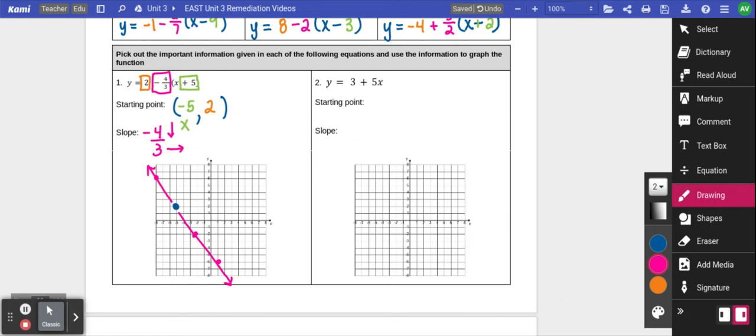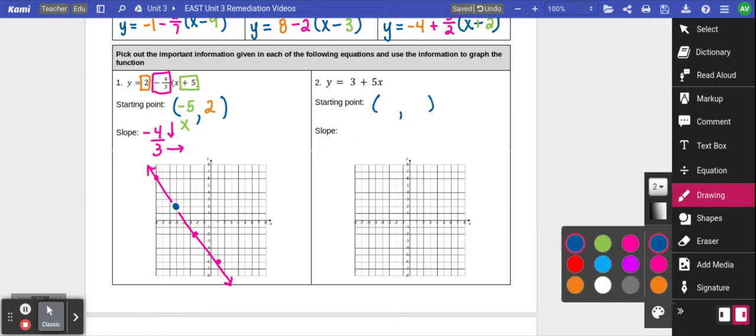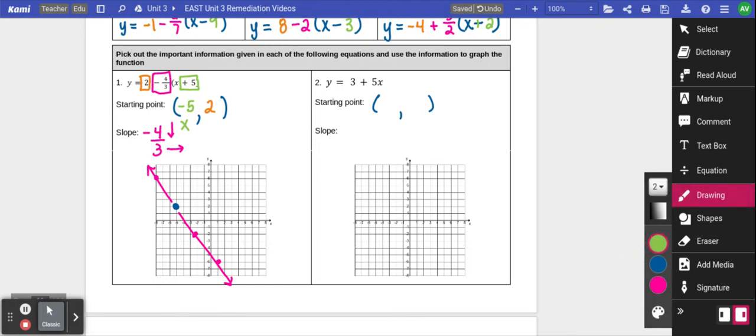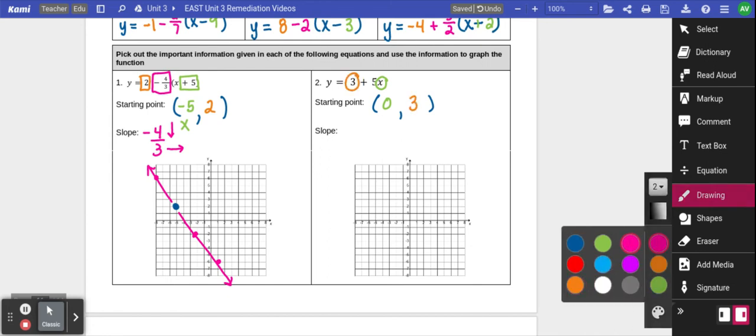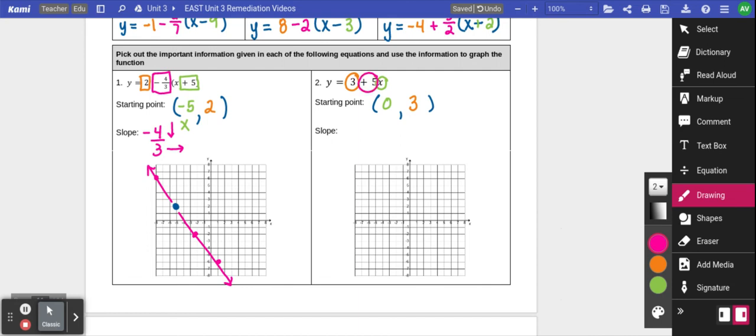Now, sometimes we're going to see an equation like number 2. In problem number 2, you'll notice there is no parentheses in the equation. Normally I would look inside the parentheses to find the starting x, but since there's no parentheses there, my starting x is 0. My starting y is the number that is not attached to x, so in this case, that would be 3. And my slope is always the number that is multiplied by x. In this case, that would be positive 5. Now, I'm going to write positive 5 over 1 so that I can clearly see my rise and my run to make my graph easier.